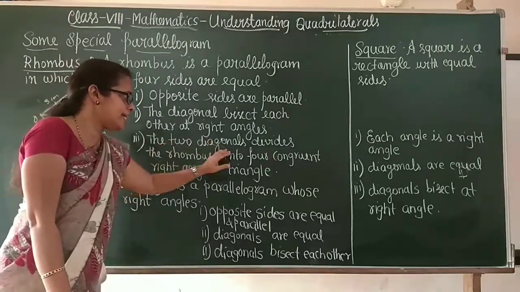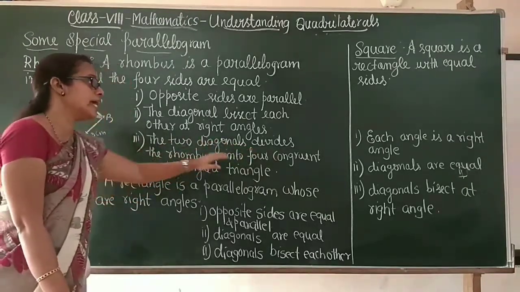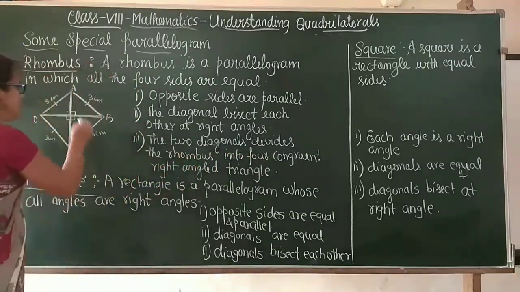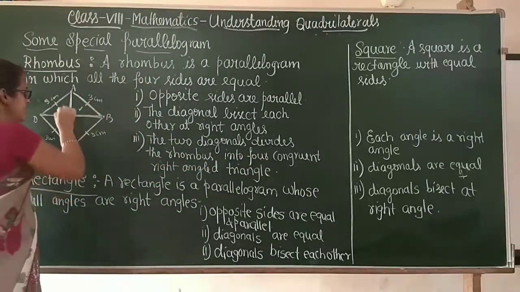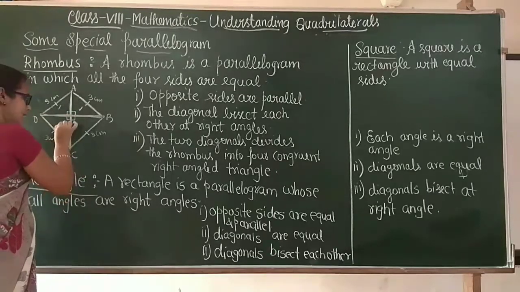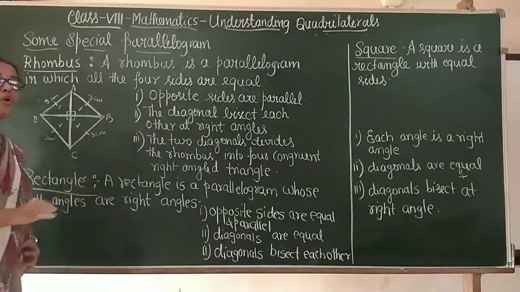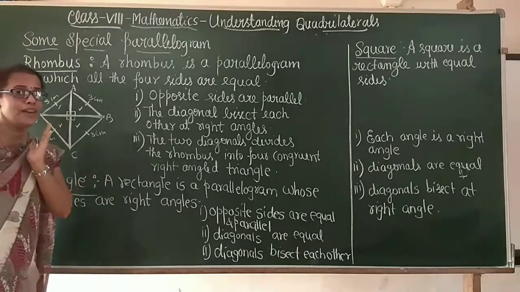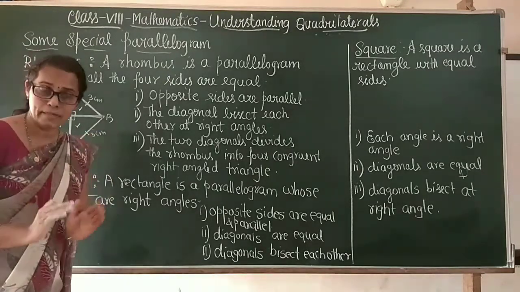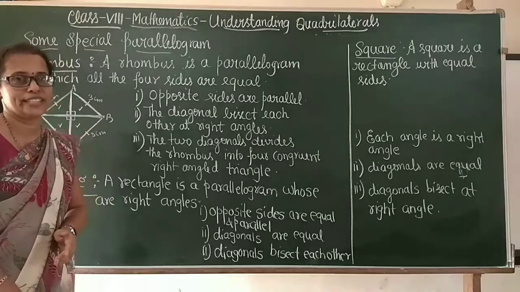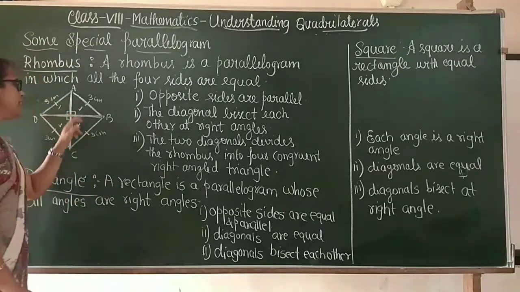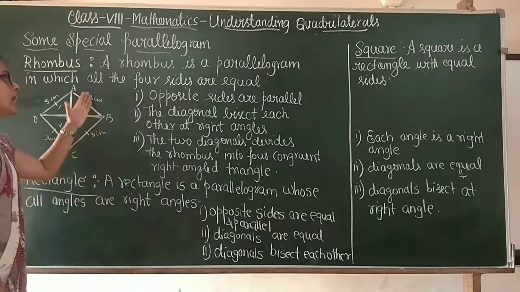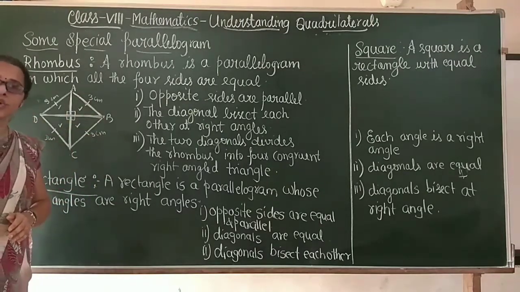The two diagonals divide the rhombus into four congruent right-angled triangles. Means the first right-angled triangle, second, third and fourth right-angled triangles have the same shape as well as the same size. That is nothing but what is called congruent. Okay. So you will get congruent right-angled triangles. So these are the properties of a rhombus.